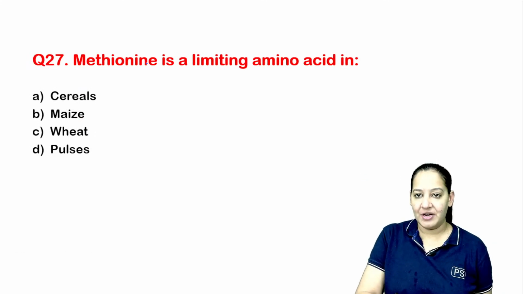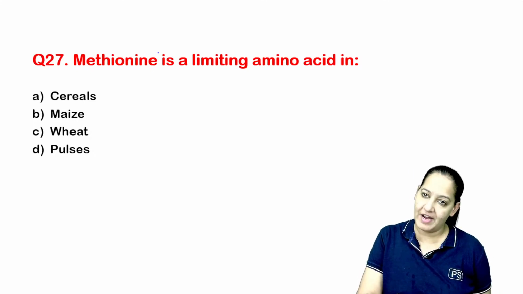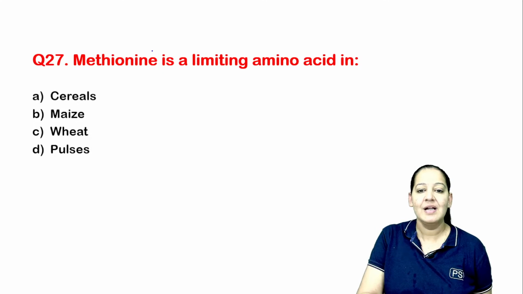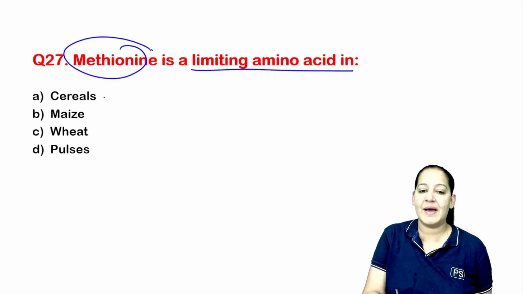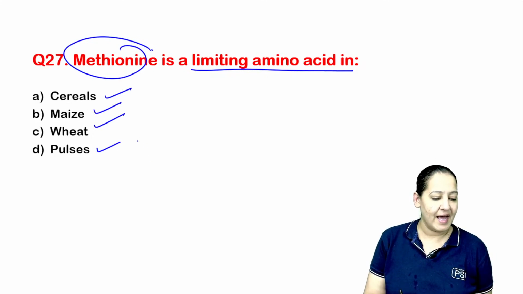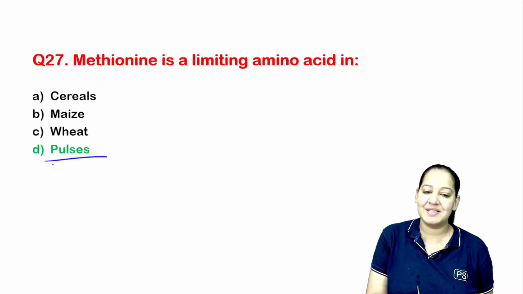Okay, so this is the next question in front of you. This is the community medicine question answer discussion, the test and discussion. The test is already done and now we are doing the discussion for those questions. So the next question is in front of you. Methionine is a limiting amino acid. Is it cereals? Is it maize? Is it wheat? Or is it pulses? I guess everyone knows the answer. Very easy question. What is the correct answer? The correct answer is pulses.